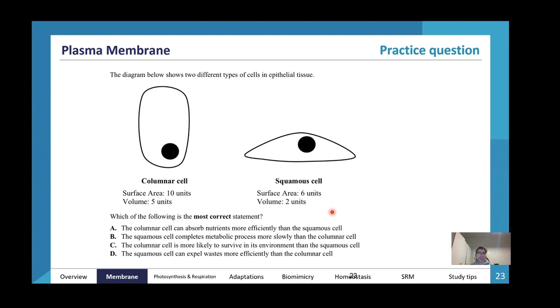Which one would be the correct answer? A, B, C, or D? I'll give you a moment to think about it. And the answer is D.